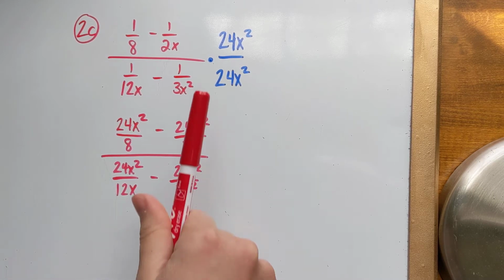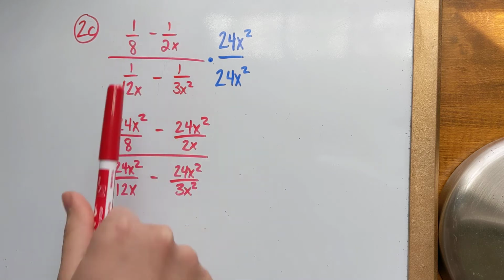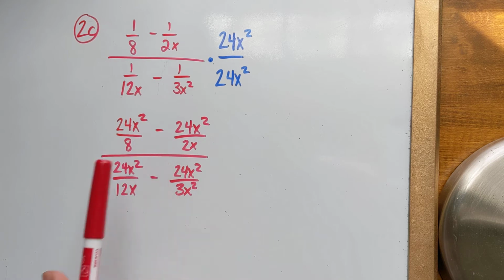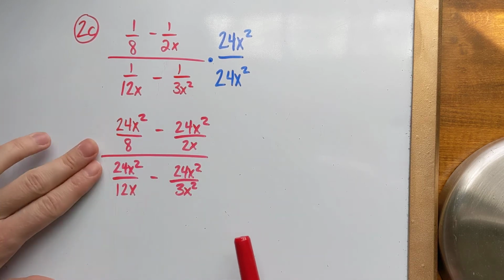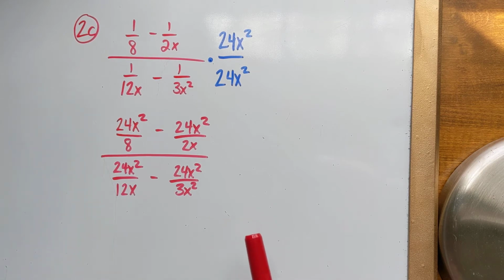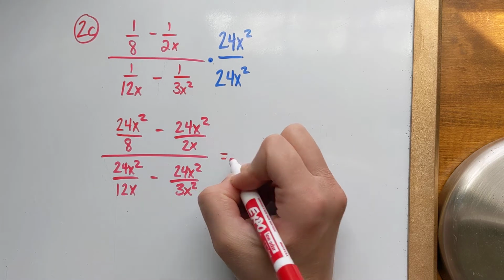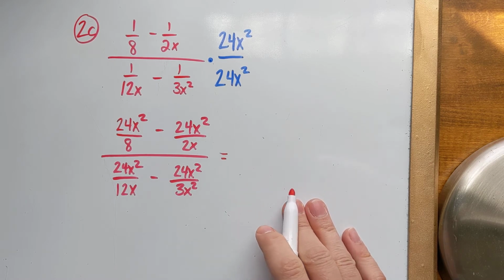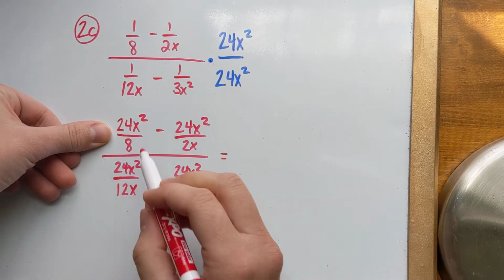Okay, notice that I have taken my 24x squared and I've multiplied it to this numerator and this one, so I now have 24x squared over 8 and 24x squared over 2x. I've done the same in the bottom. Some people don't like to show this step. If you're new to doing complex fractions, I would show this step just so that you kind of keep yourself on the right track, you don't mess anything up. Some people like to simplify it right away and they like to skip to this next step that we're going to do. So you want to reduce each of these fractions as much as you can.